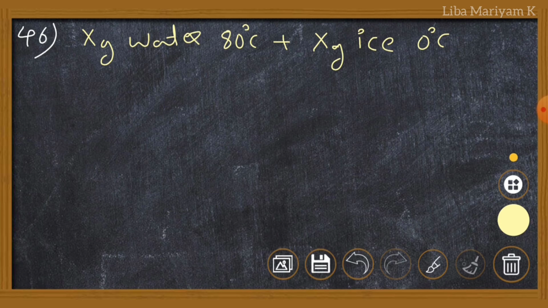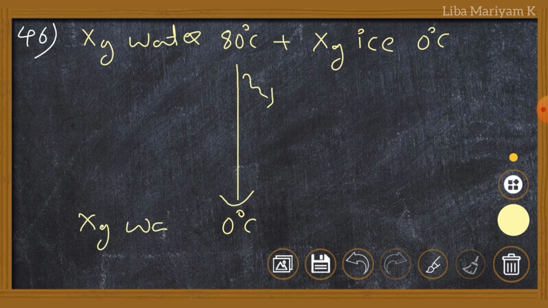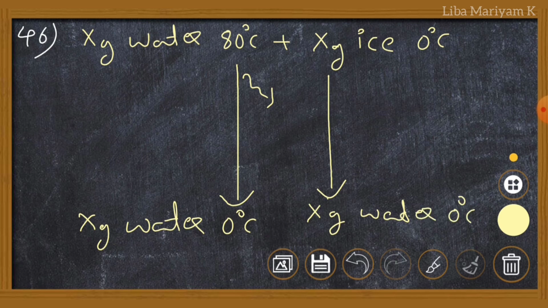Here the temperature is high. Therefore, this temperature will be decreased into 0 degree Celsius by releasing some heat energy. That is, x gram water at 80 degree Celsius is converted into x gram water at 0 degree Celsius by releasing some heat energy. Using this heat energy, the ice here will change into water. Fusion will take place. That is x gram ice at 0 degree Celsius is converted into x gram water at 0 degree Celsius by absorbing some amount of heat energy.